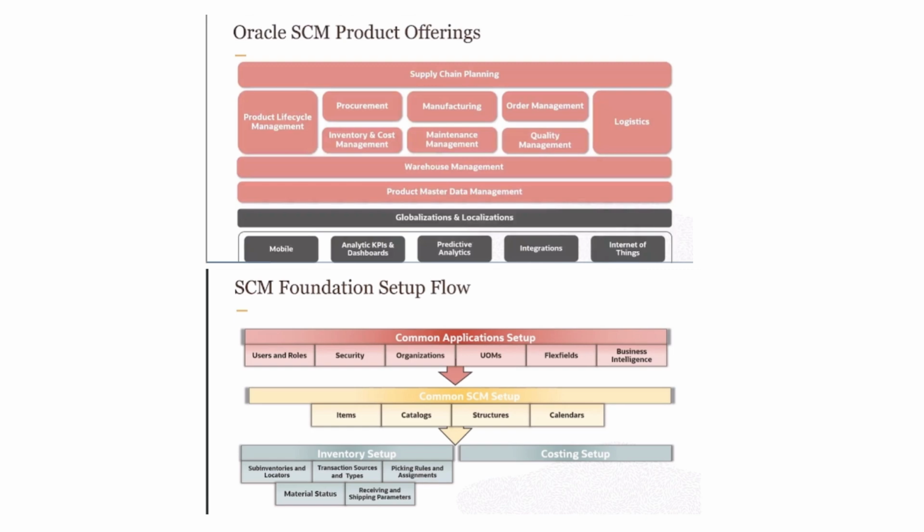Here in this screen, there are many offerings in the screenshot. Even we know these names: procurement, manufacturing, order management. These are responsibilities in EBS, but in Oracle Cloud we say offering. We can see a few examples of offerings, like supply chain planning, warehouse management, quality management, etc.